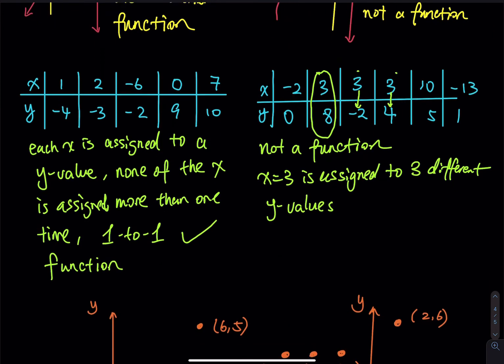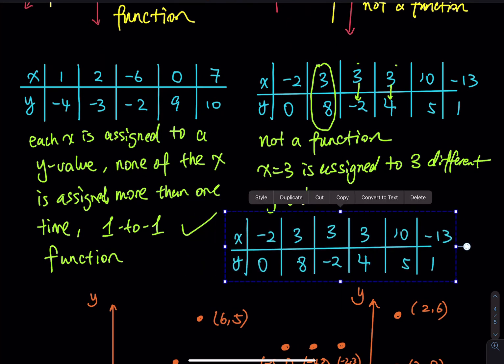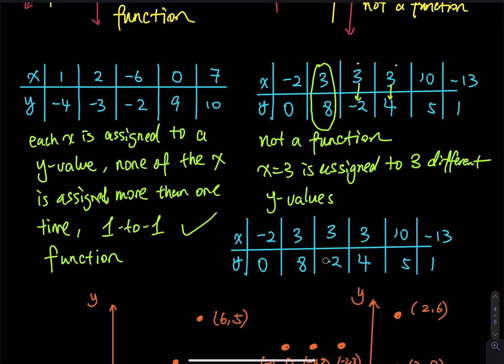Alright, how about this? So let me go ahead and paste this. What if I make some changes? So how about I change all this to 8, 8, 8? Is this a function? The answer is yes, this is a function. 3 is assigned to 8, but you see duplicate 3, I understand that, but they are all assigned to an 8. So that means you have 3 identical points lying one on top of each other. So this is still a function.